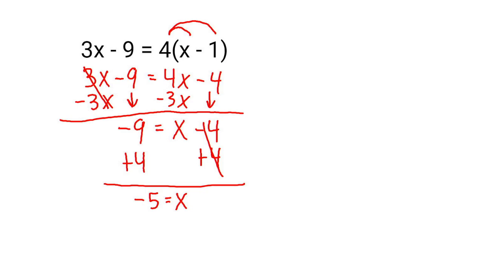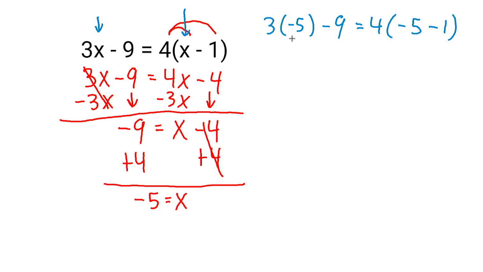And now we can go ahead and check to see if this works. So by doing that, we can take this negative 5 and plug it in to our x's in our original equation. So we have 3 times negative 5 minus 9 is equal to 4 times negative 5 minus 1. I'll do the left side first. 3 times negative 5 is negative 15, minus 9. Negative 15 minus 9 will give us a negative 24.